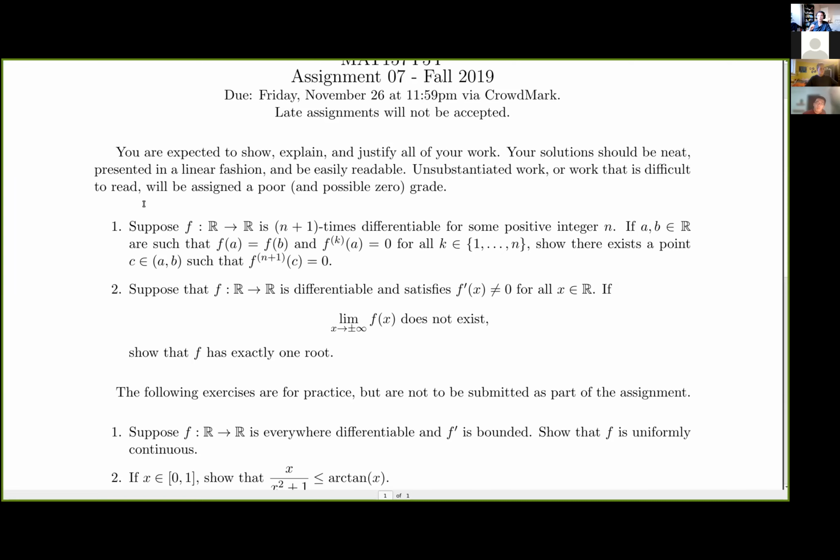So what are we going to be allowed to do? You're going to show in the assignment that there exists some c such that the n plus first derivative is equal to 0. So we are now going to apply this to g, right? So by this result, by assignment 7 question 1, there exists some c in (a, x) such that the n plus first derivative of g at c is equal to 0, okay?